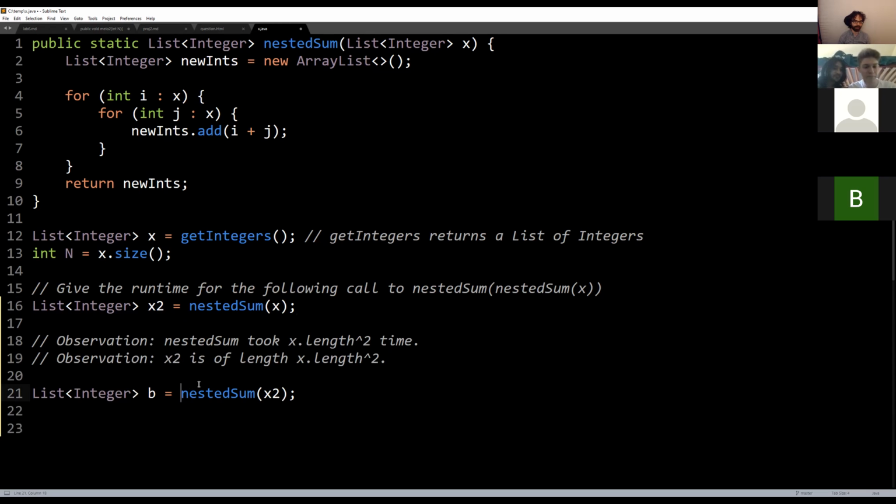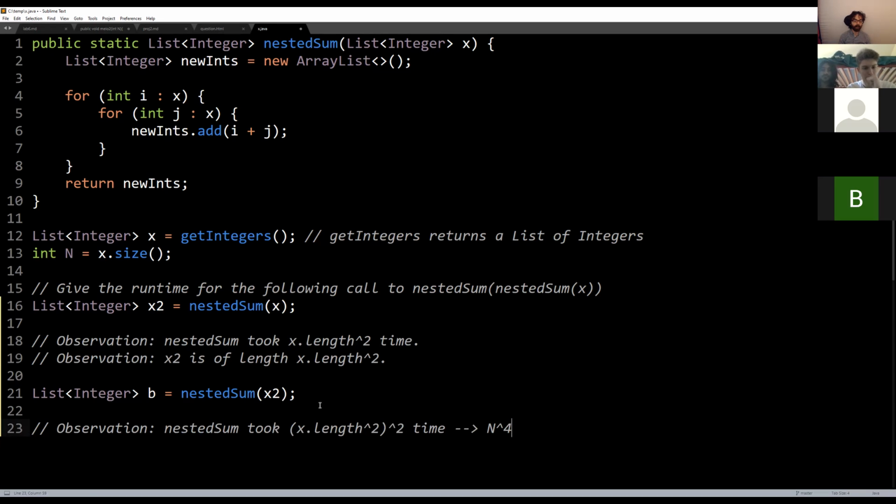How long will this call take to run? So if it's going to run the square of this length, it's going to do an n squared algorithm on a list that's a square of the original size. Right. So this thing itself should take n to the fourth, right? So then if it's doing n to the fourth and also n squared.